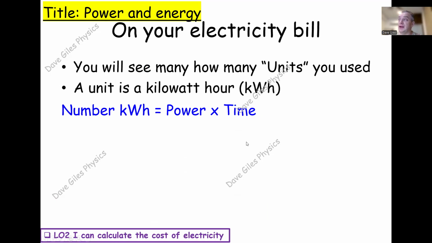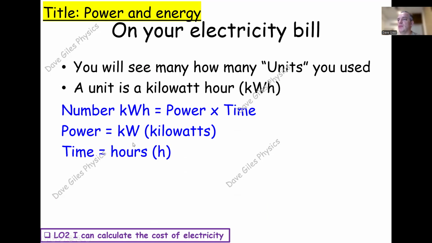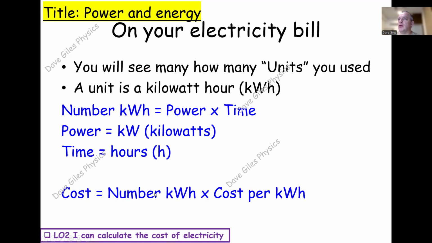This time, you need to have the time in hours, which is a little bit unusual. So power is measured in kilowatts, time in hours. The cost of electricity is the number of kilowatt hours times the cost per kilowatt hour, or the cost per unit, depending on where you look.